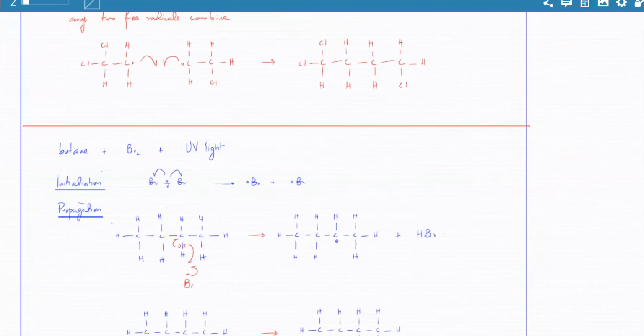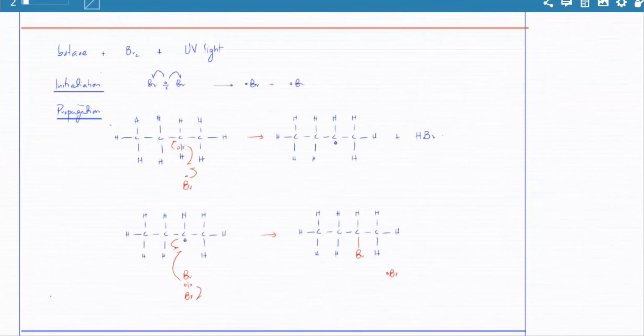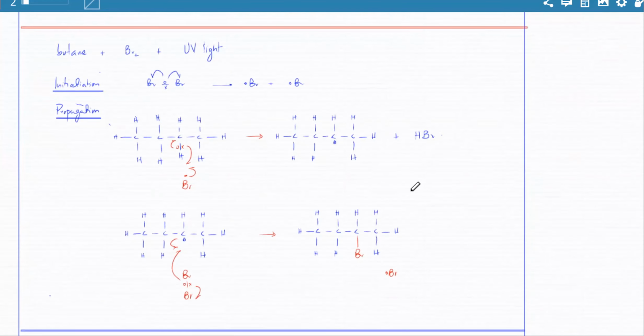So we did the butane free radical substitution, and we did something similar: the bromine radical would come in, steal one of the H atoms, the carbon would turn into a radical, and so on. The carbon radical would then steal the bromine, and the reaction would continue.